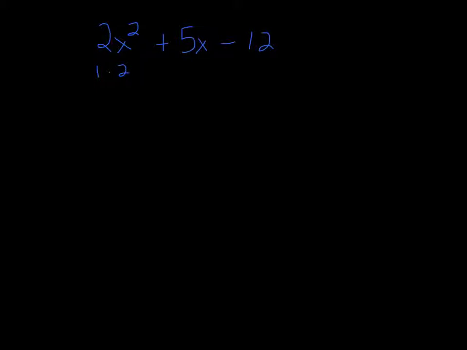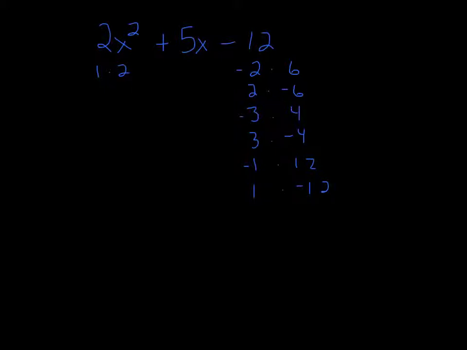So we could have negative 2 times positive 6. You could have 2 times negative 6. You could have negative 3 times 4. You could have 3 times negative 4. You could have negative 1 times 12, and you can have 1 times negative 12. So these are all different combinations that you could use to get that negative 12, right?